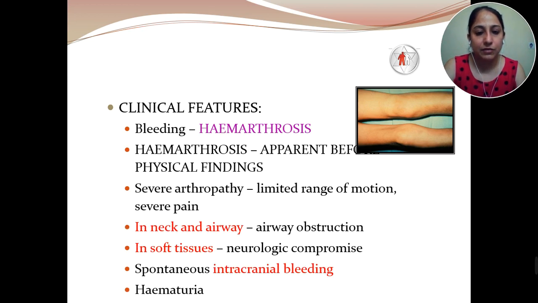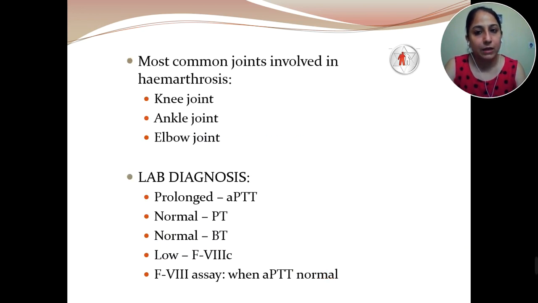In neck and airway, there could be airway obstruction. In soft tissues, neurologic compromise, spontaneous intracranial bleeding and hematuria. So basically any part of the body where bleeding occurs, because of the large amount of bleeding that is occurring, it might lead to the obstruction or pressure on the surrounding areas and thus compromising the situation. Most common joints involved in hemarthrosis are knee joint, ankle joint and elbow joint.